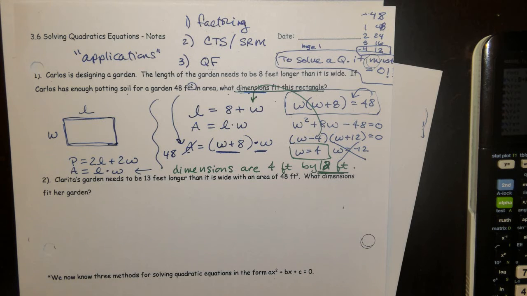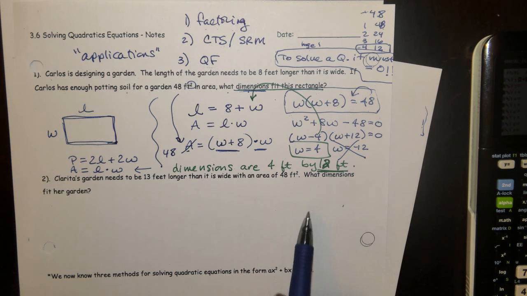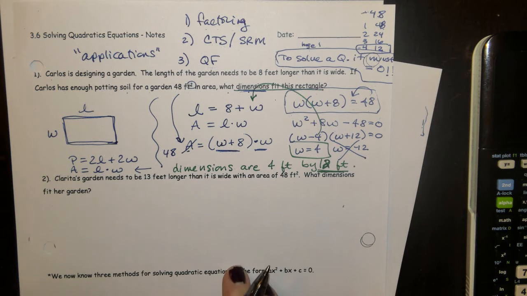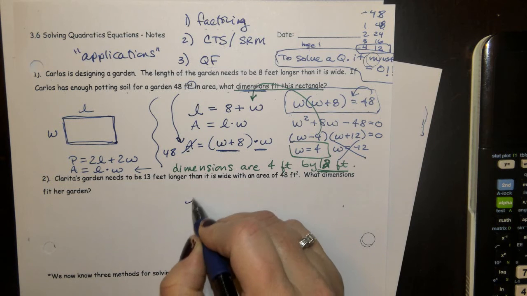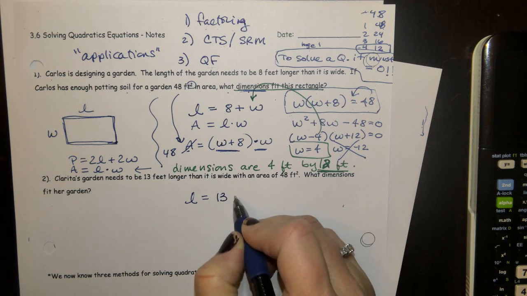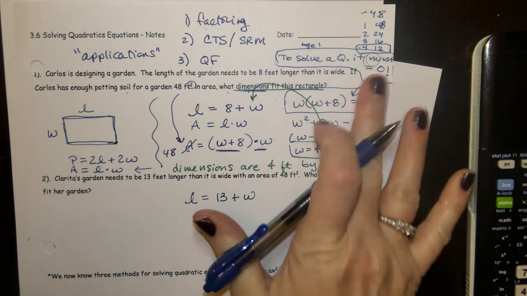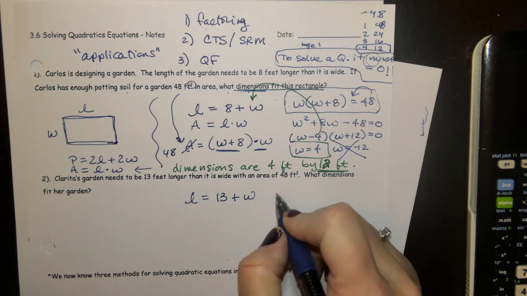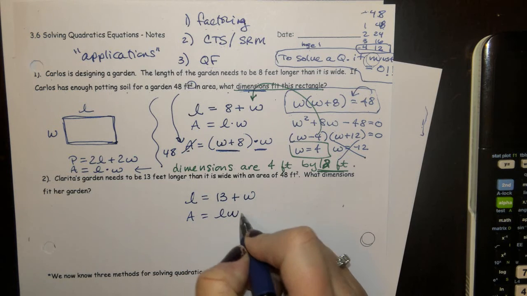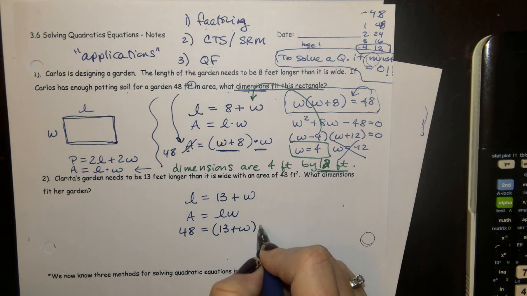All right, Clarita's garden needs to be 13 feet longer than it is wide with an area of 48. If you want to pause the video right now, you can give it a shot, because it's going to be similar, not the same, but similar. What dimensions fit hers? So let's say area is length times width. 48 is equal to 13 plus W times W.